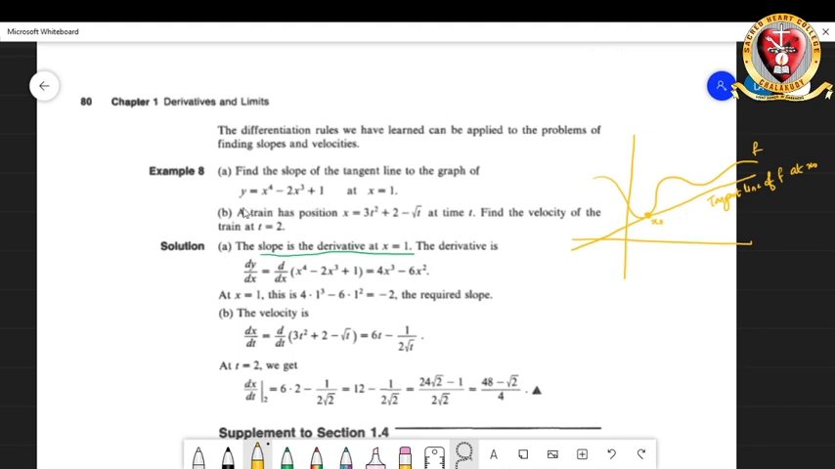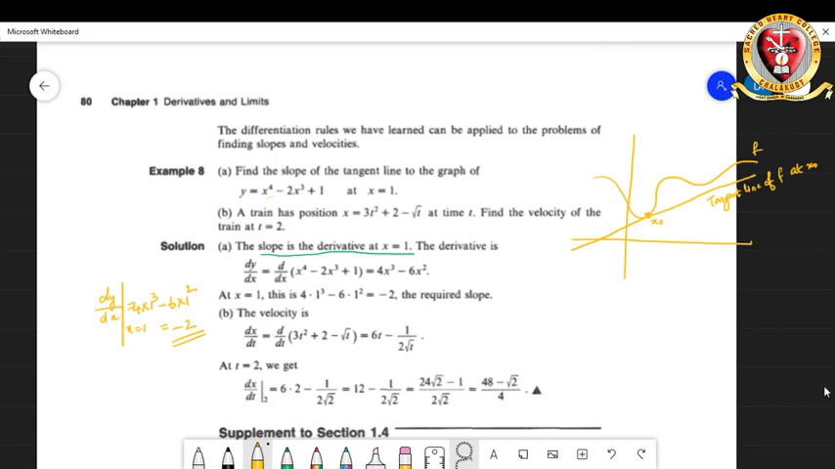So if the function is y is equal to x raised to 4 minus 2x cube plus 1, in order to find the slope of the tangent, you have to find the slope of the function at x is equal to 1. So you have y as a function, x raised to 4 minus 2x cube plus 1. Find dy by dx. You get 4x cube minus 6x squared. Substitute for x is equal to 1. So dy by dx at x is equal to 1 will be equal to 4 into 1 cube minus 6 into 1 square. So you get 4 minus 6 is equal to minus 2.